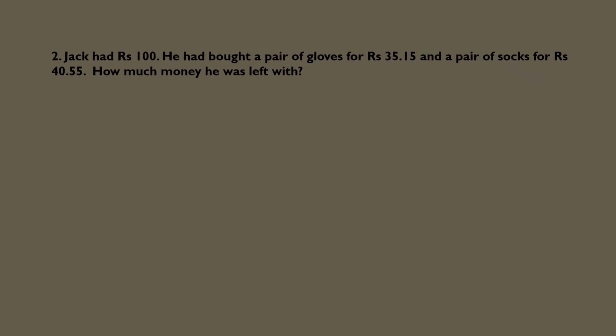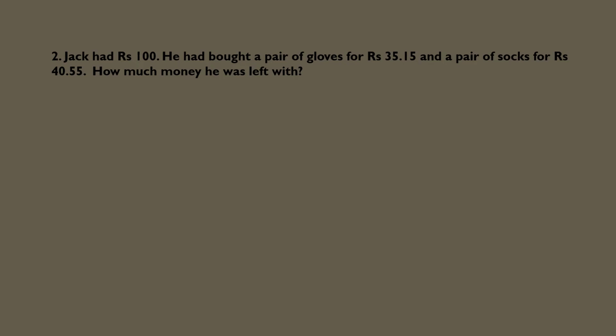Now next question, children. Jack had rupees 100. He had bought a pair of gloves for rupees 35.50 paisa and a pair of socks for 40 rupees 55 paisa. How much money was he left with? Now Jack is having only 100 rupees with him, but he purchased some items. What are they? A pair of gloves and a pair of socks. Now the cost of gloves is rupees 35.50 and the cost of socks is 40 rupees 55 paisa. After spending the money, how much money was left with him? That you have to find out.